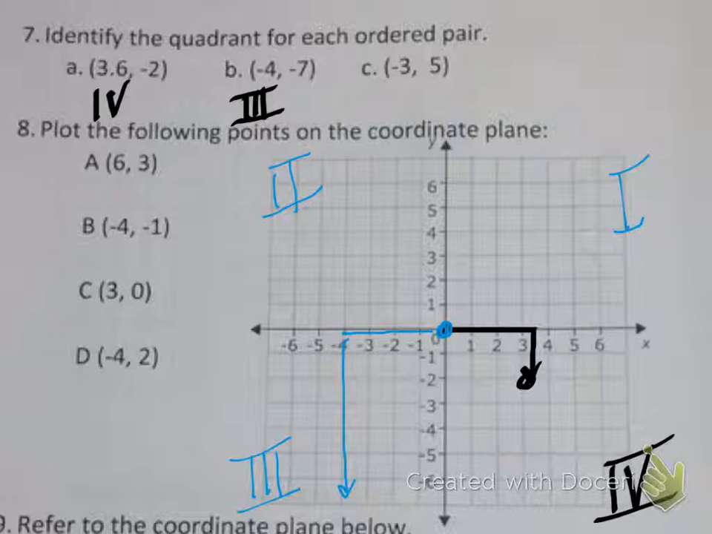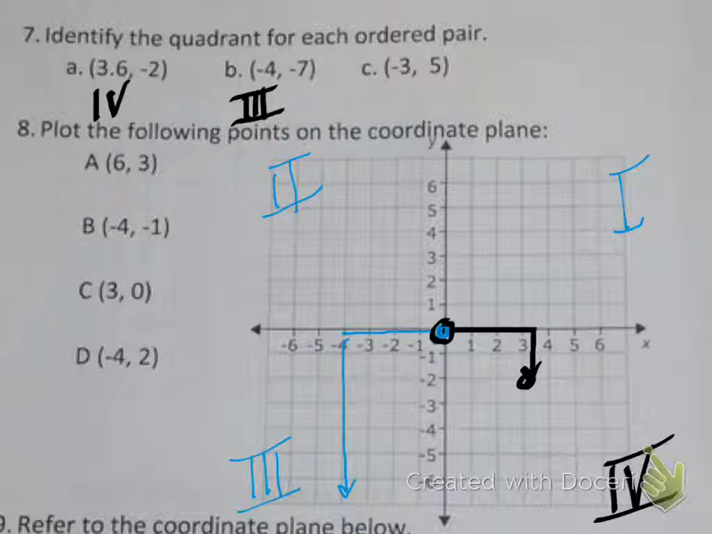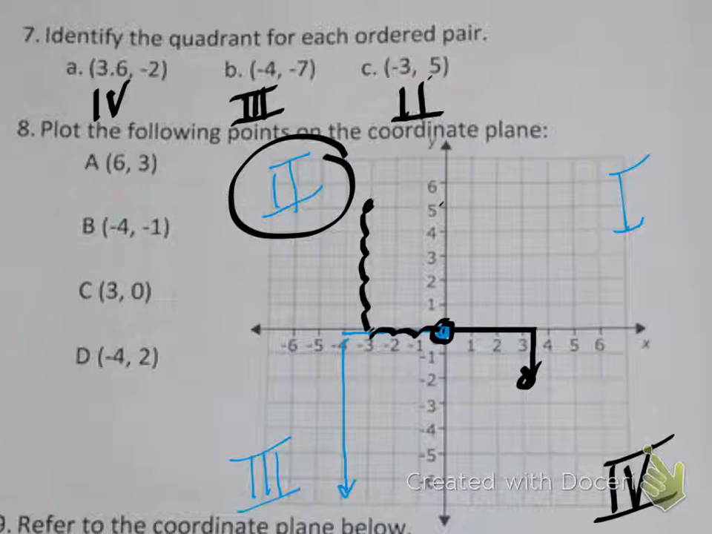Then our next one is negative 3, 5. Start at the origin. Negative 3, so we're going on the x line, over to the negative 3, which is here. So we went backwards 3 places. And then 5 on the y is up here, so we're going to go up 1, 2, 3, 4, 5. So that's going to be in quadrant 2.